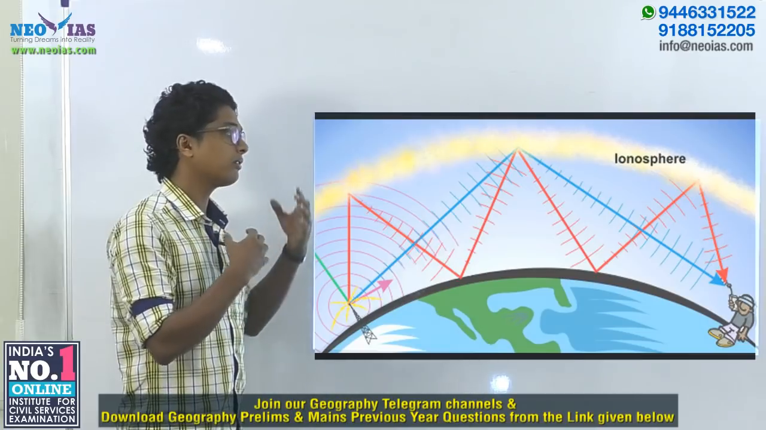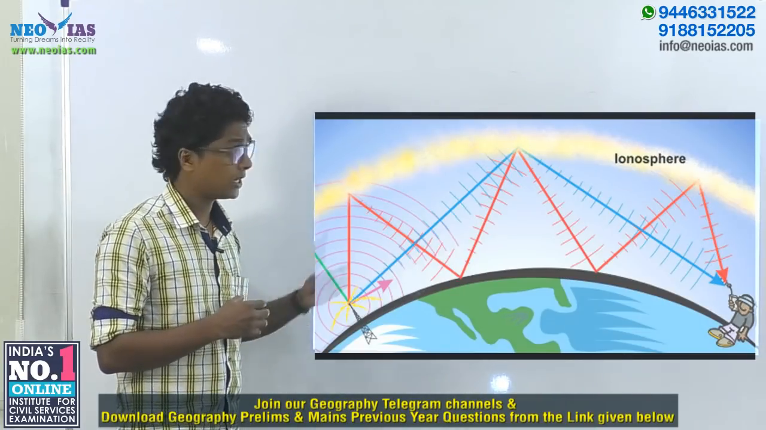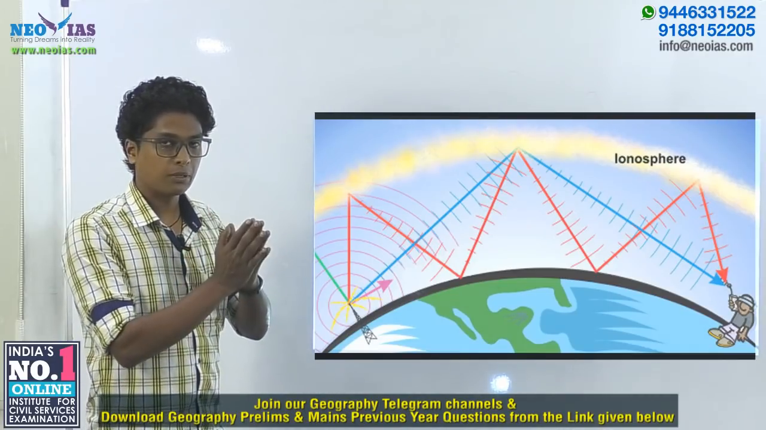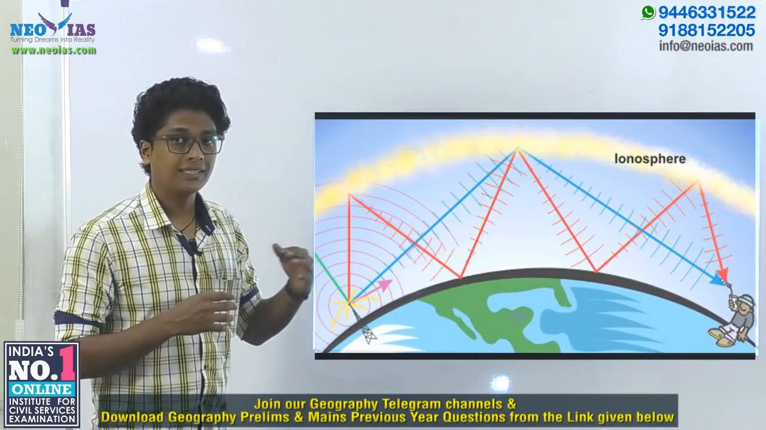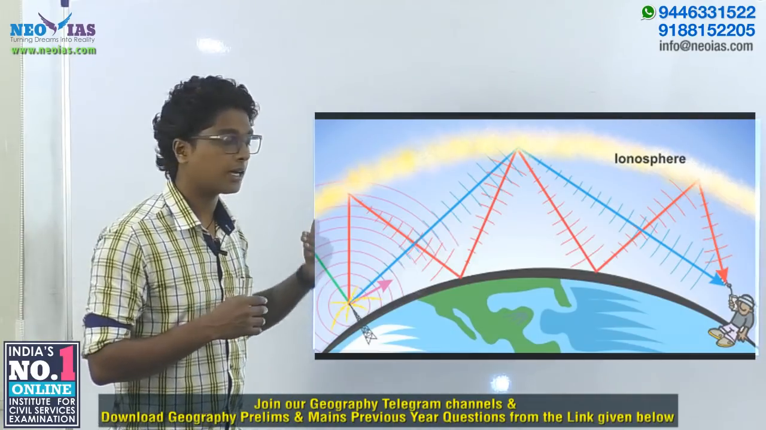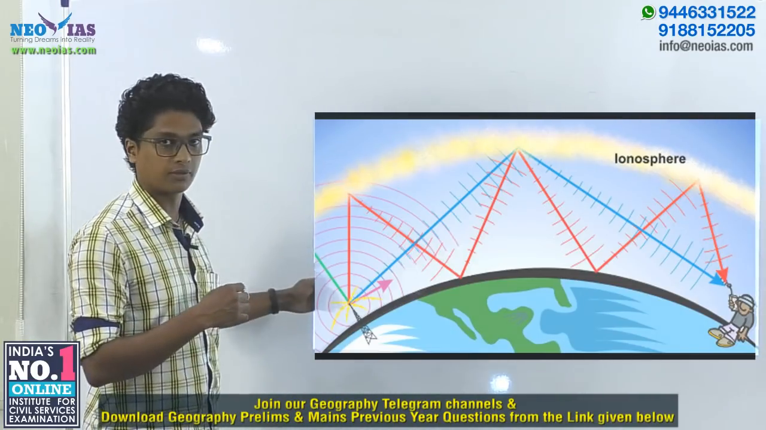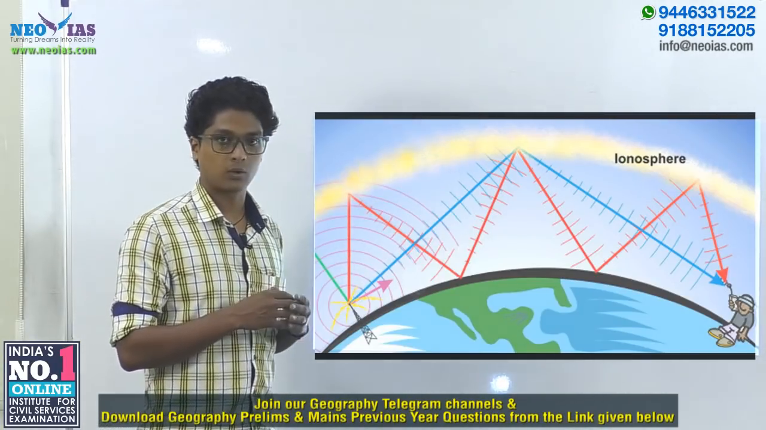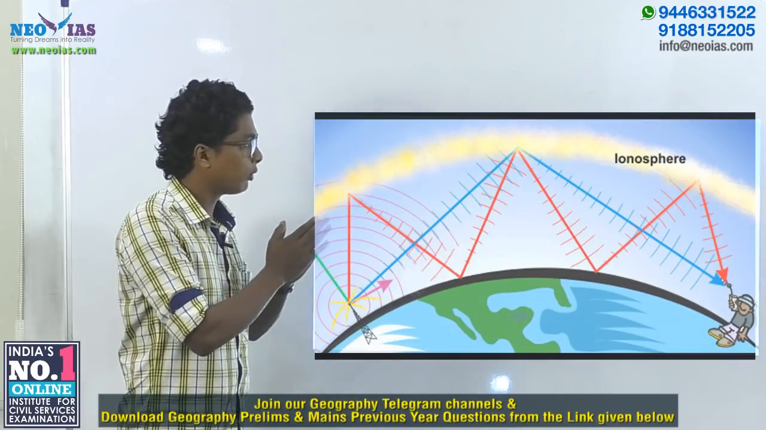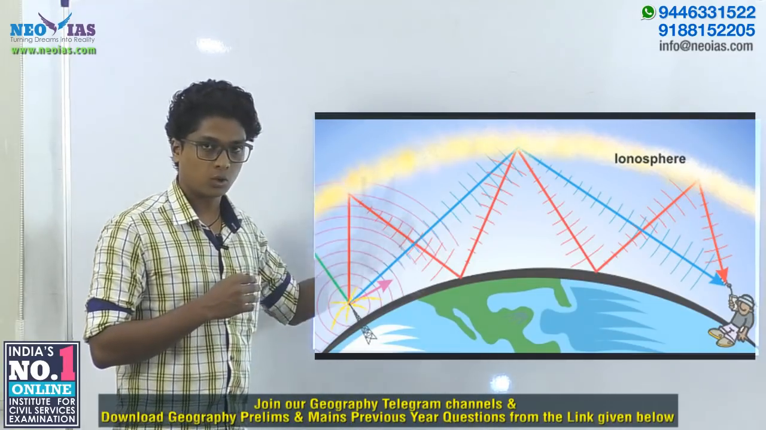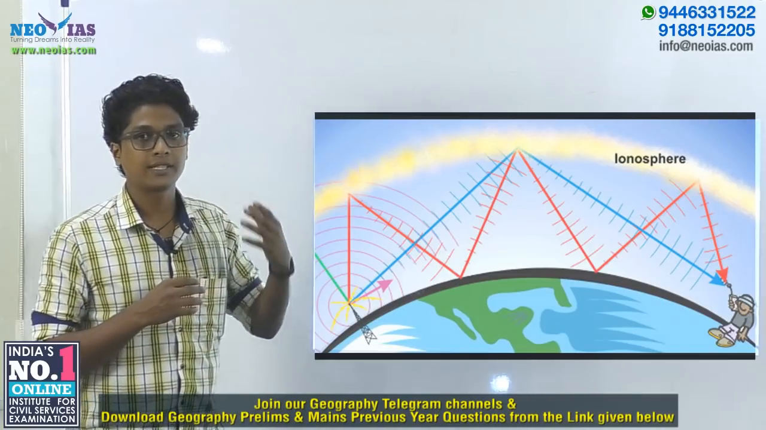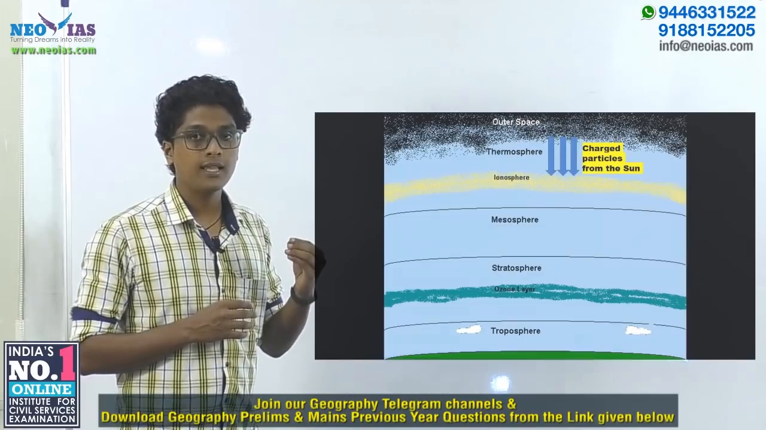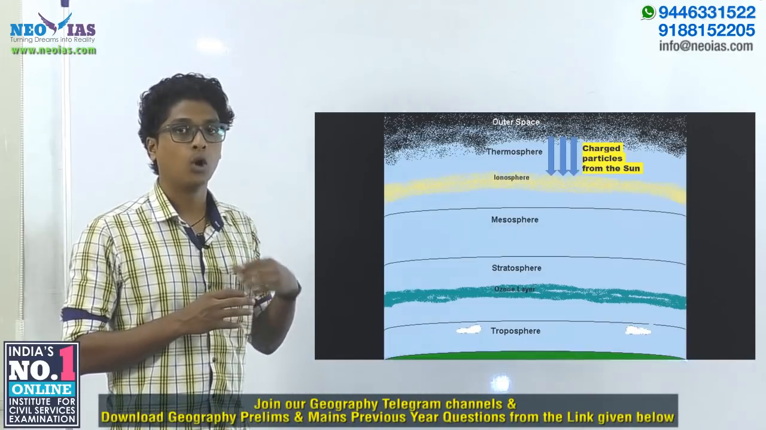Before the invention of these satellites, we used to communicate through radio using ionosphere, because ionosphere has more ions in it, and these ions are able to reflect back the radio waves emitted from the surface, so that the radio waves will be received by other devices. So the most important role of ionosphere, due to the concentration of ions, is facilitating radio communication. Another importance of ionosphere is that it results in an optical phenomenon called aurora.